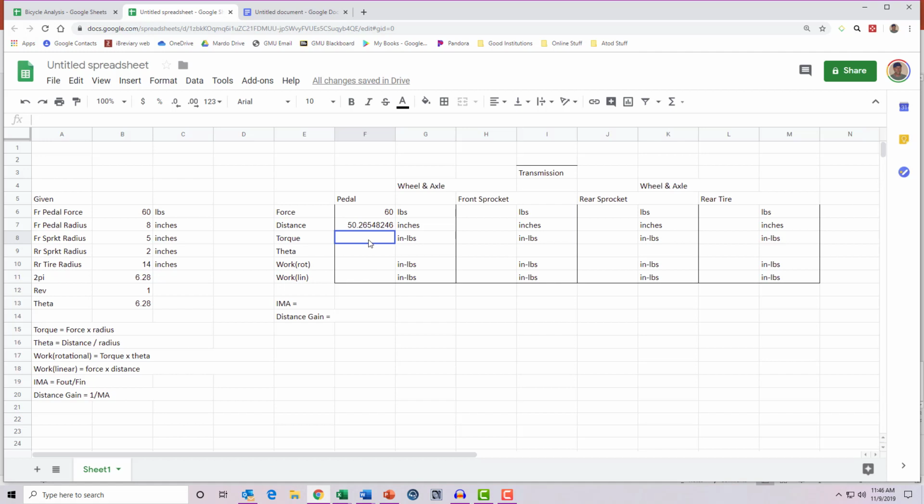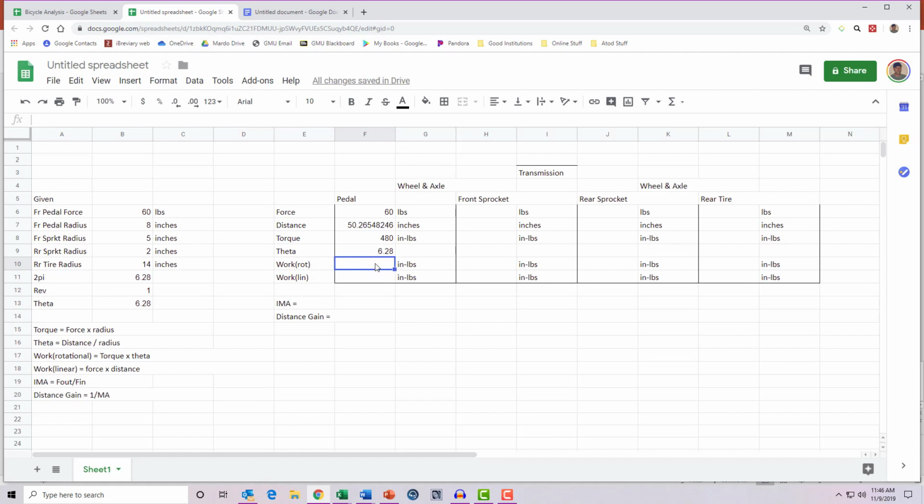The torque is force times radius. So I can say this equals my force times the radius, boom. And finally, theta is going to be theta. So right here, I'm just going to say this equals theta. And there we go.